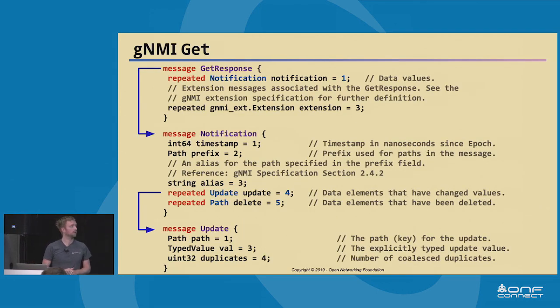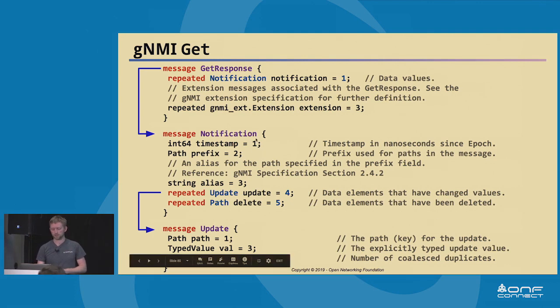So let's take a look at what a get response looks like. It's a little bit more interesting than the get request. So we made a request for a given YANG path, or YANG-defined path, and we're going to get back a get response. In that get response, we're going to get a list of notifications. And notifications are a message type that includes a timestamp. When was this notification generated?